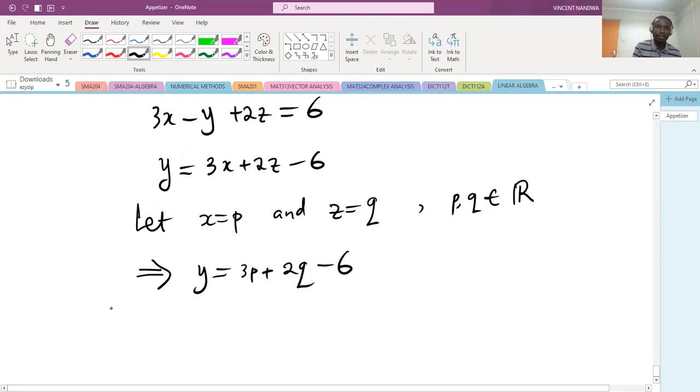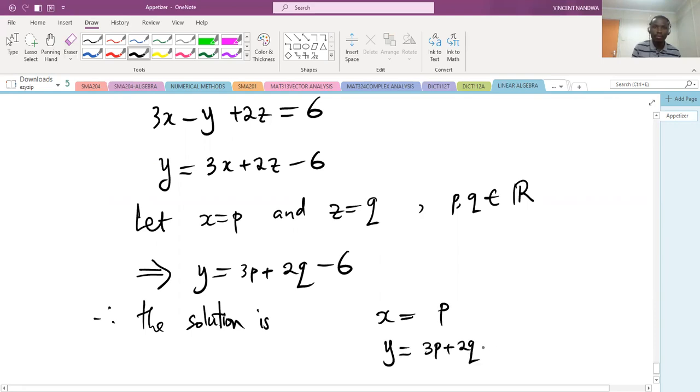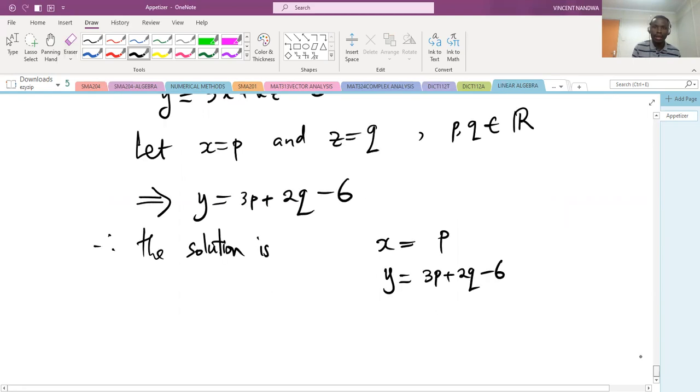So therefore the solution is x equals to p, y equals to 3p plus 2q minus 6, and then z equals to q. So this will be a solution set. And don't forget to specify that p and q are your parameters, which are real numbers. So that is how you express your solution.